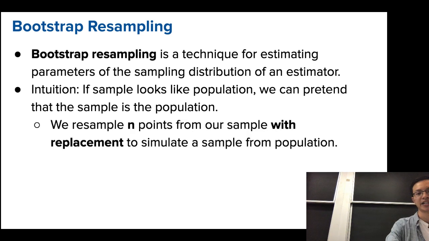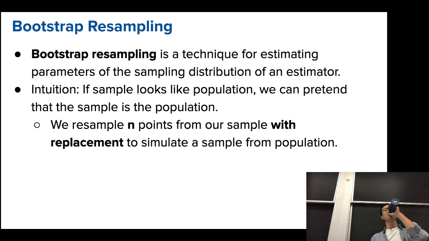Okay, so the idea here is instead of taking samples from our population, we'll resample endpoints from our original sample with replacement, and this is what we call our quote-unquote sample from population, but it's our best guess at getting something like that. Yeah, Danny?